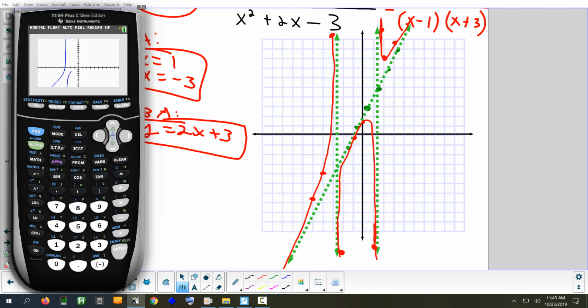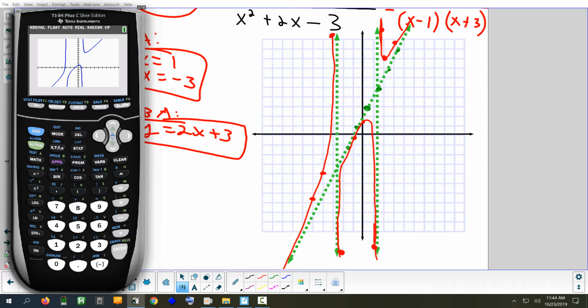So remember, it's always going to draw left to right. Not bad. The left section, close enough. Yeah, it's close enough. That's cool. That's what it looks like.